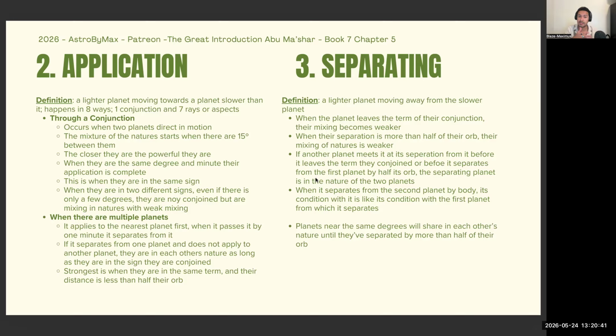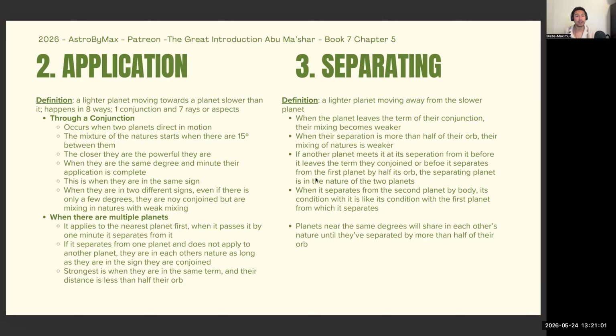So if a planet conjoins one planet and then it doesn't conjoin anything else, as long as it's in that sign, it's still in the nature of that planet it conjoined. And the strongest is when those planets are in their same term and their distance is less than half of their orb. We talked about that last week, the moiety, or the less than half of the orb condition there.